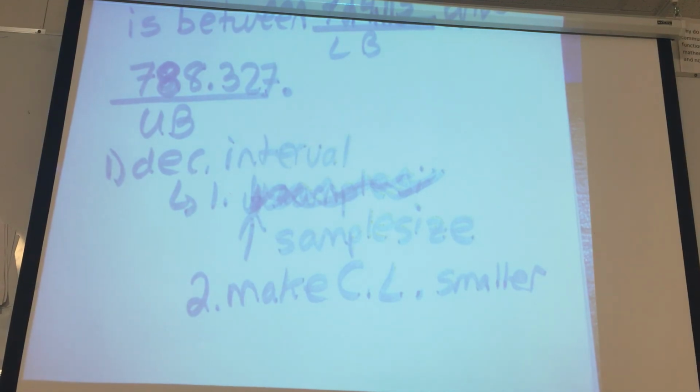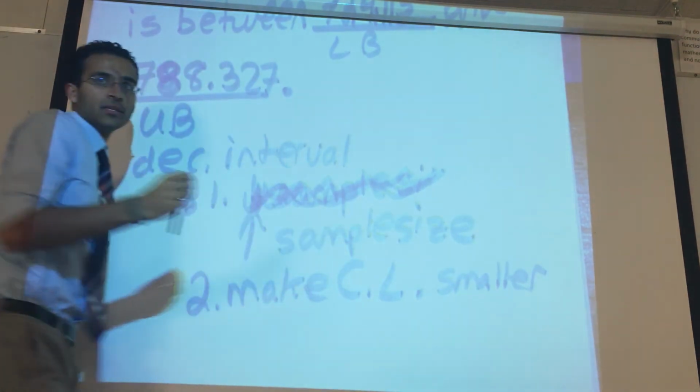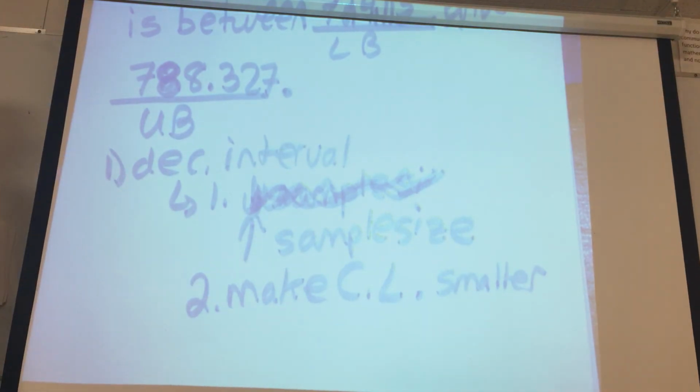And why would they want to do this? Because if the interval is smaller, then it's easier to check where the true mean is. If I have a really small interval, it is easier to determine what the true mean is. In other words, I'm more precise or more accurate. What is the risk? Either I'm less confident or it's going to cost me a lot more money to increase the sample size. Those are the trade-offs.